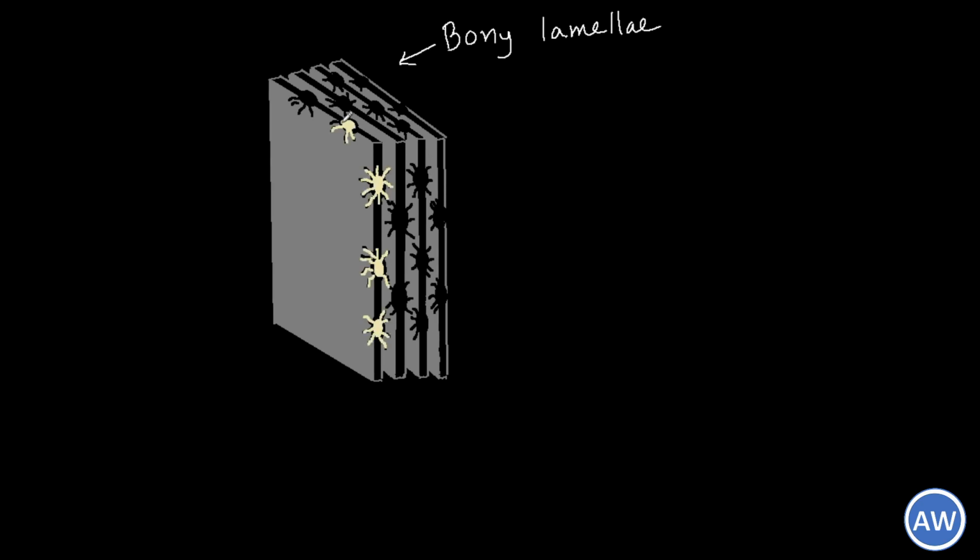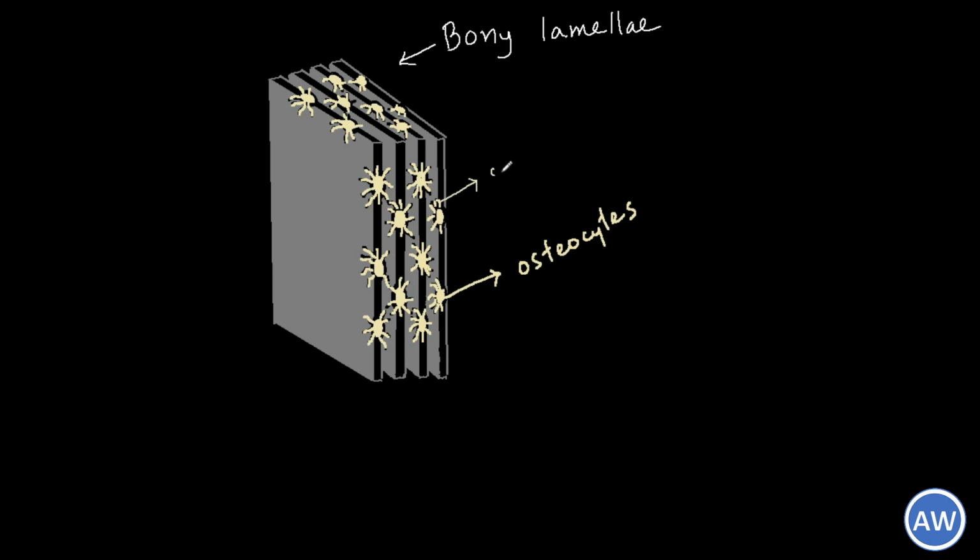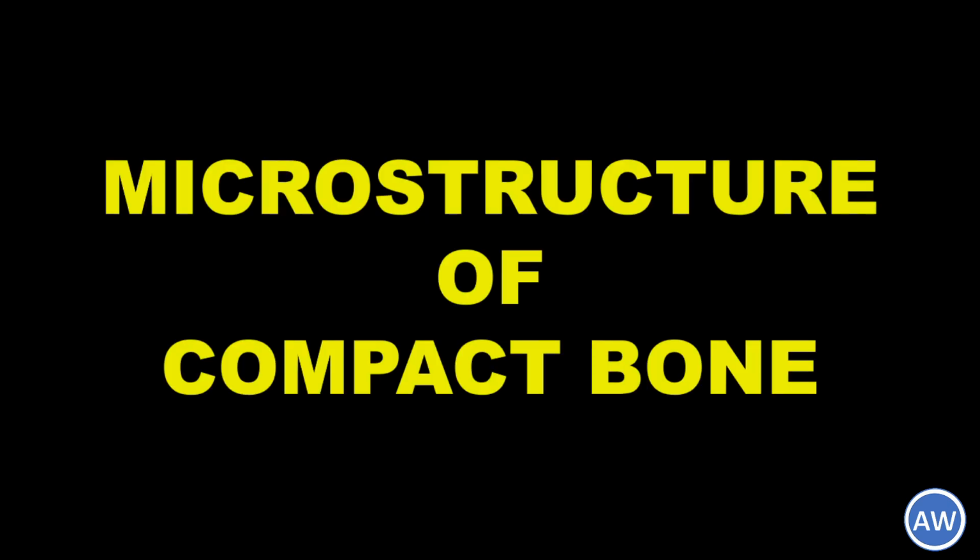And by now you know that the lacunae is occupied by the osteocytes and the canaliculae will be occupied by their cytoplasmic processes. Now let us discuss the microstructure of a compact bone.